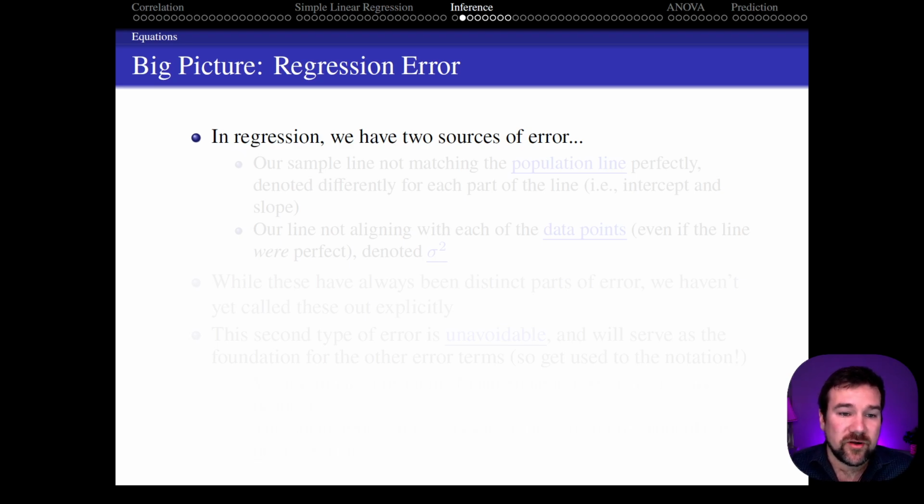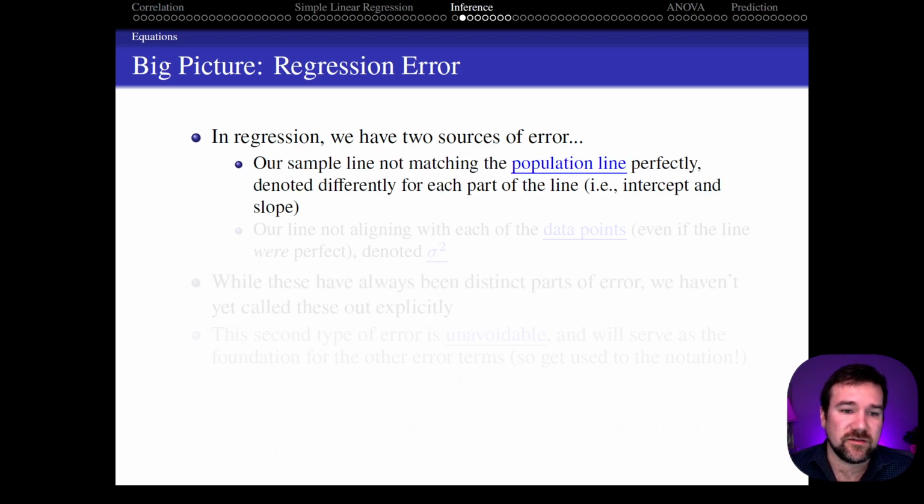All right, so in regression, we have two sources of error, and we've already talked a little bit about this in this course. So one is the idea that the sample line doesn't match the population line perfectly. And we've mentioned the idea of this when we talk about point estimates versus the population value, and our point estimates are never perfect.